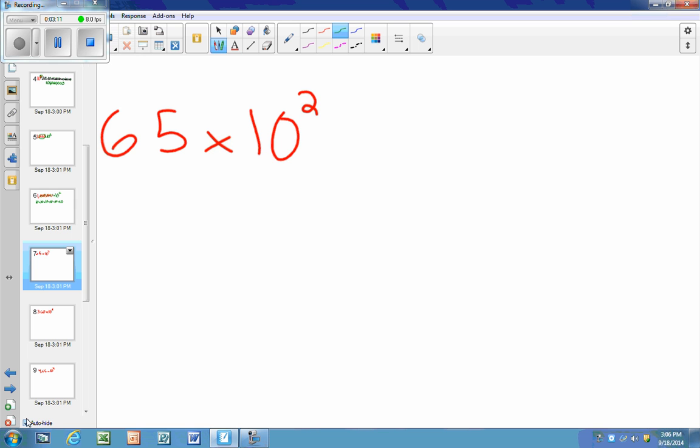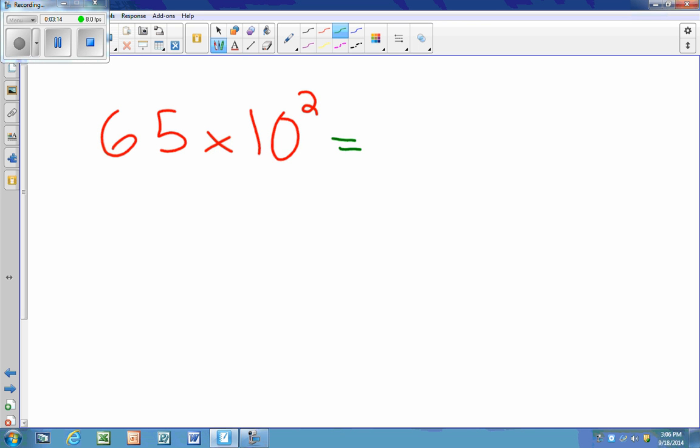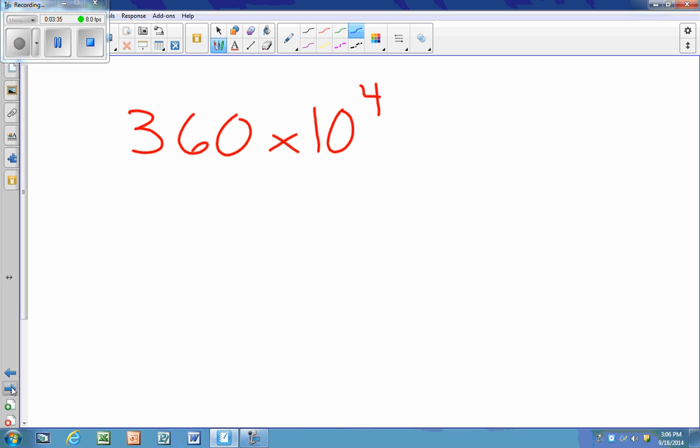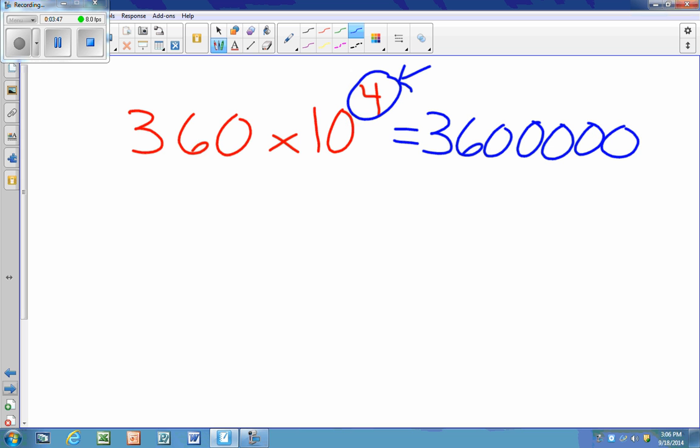Next thing is when I have to multiply times a power, and in this case, what I need to do is just like what I did last night. If it's 10 to the second power, we know that's 100 because there's 2 zeros. And 65 times 100, we know we can write 65 and put the 2 zeros right in because it's a whole number. Only because it's a whole number does it work like that. On the next one, it's to the fourth power, and since it's a whole number again, I can write 360, and that 4 tells me to put 4 more zeros. 1, 2, 3, 4. So I know that is equal to 3,600,000.